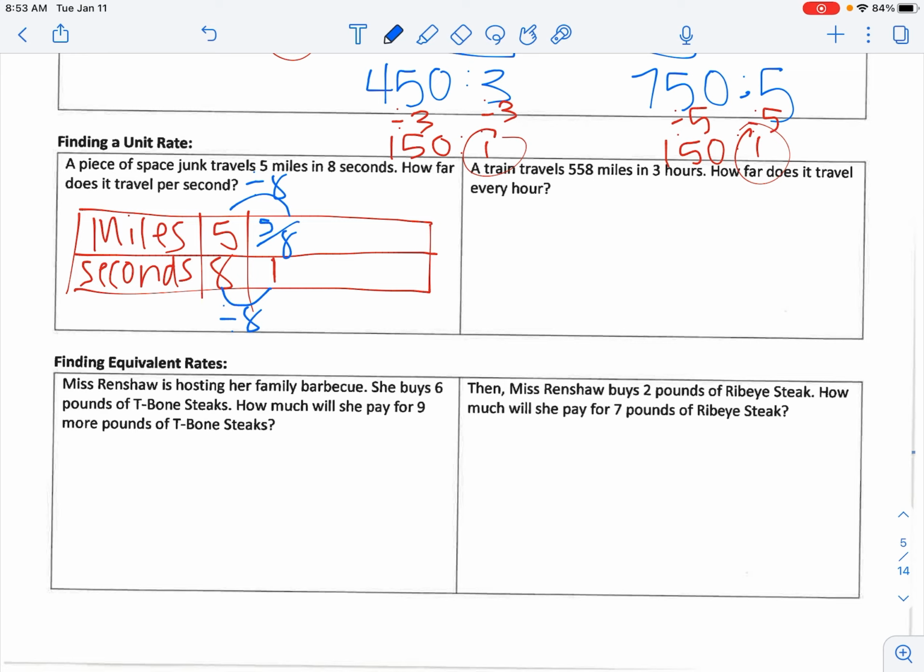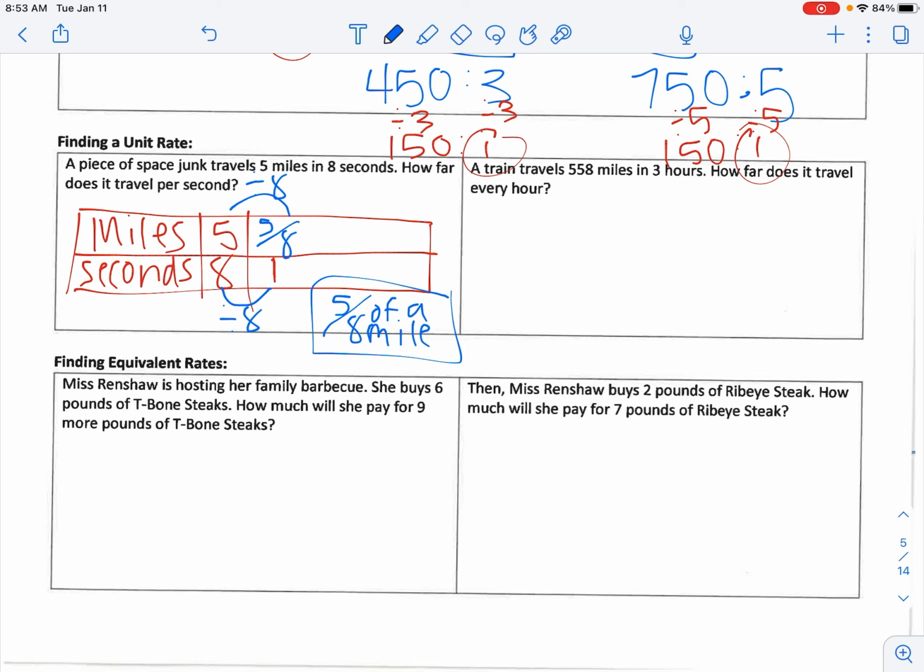Okay, so it's moving pretty fast. And that's our answer, 5/8 of a mile. And I do want you to label.